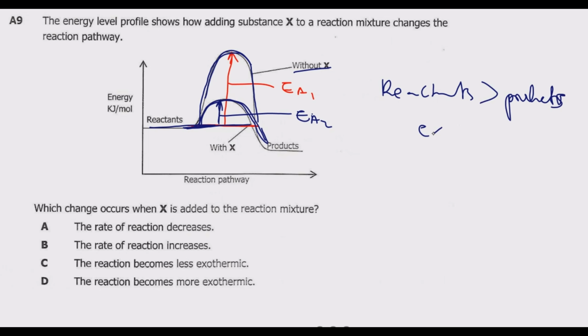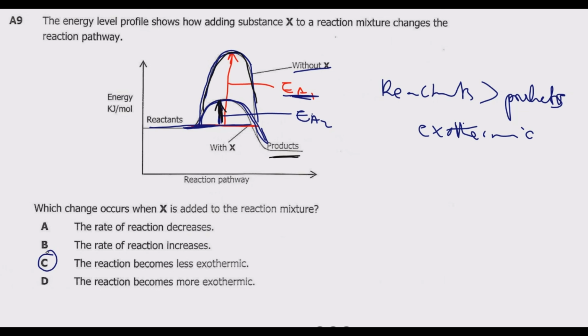So this is an exothermic reaction in itself. We know that. But because the activation energy required with X has dropped to this level, this becomes less exothermic. It is still exothermic, but it is less because it is now giving out less energy than it would have given if we had not used X. Hence, you will notice that C is the correct answer.